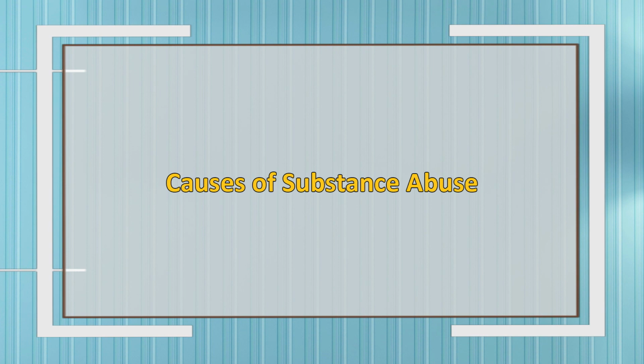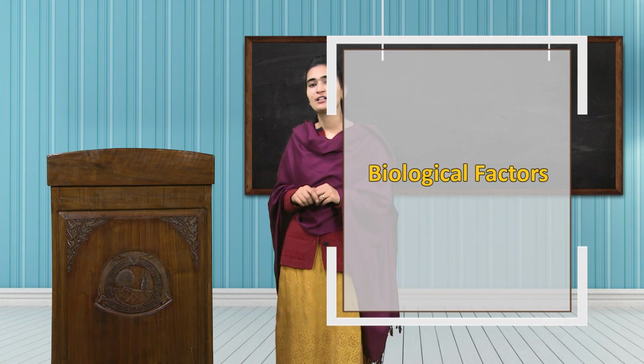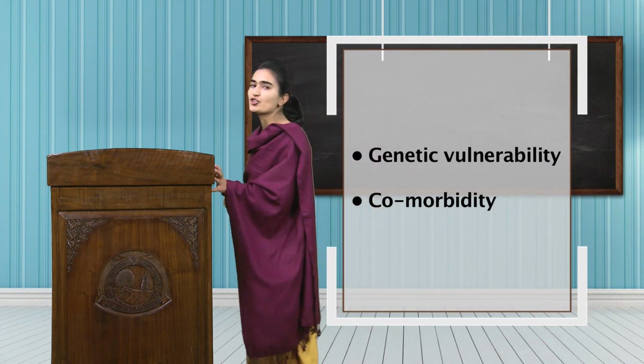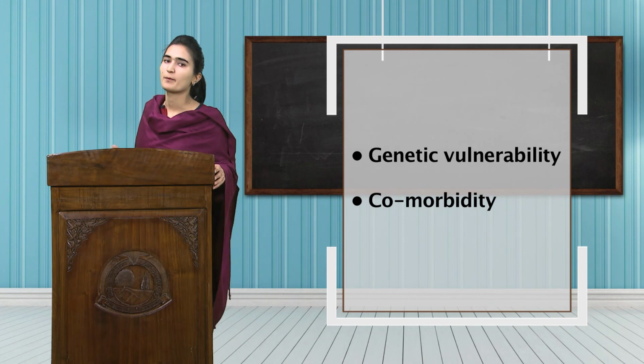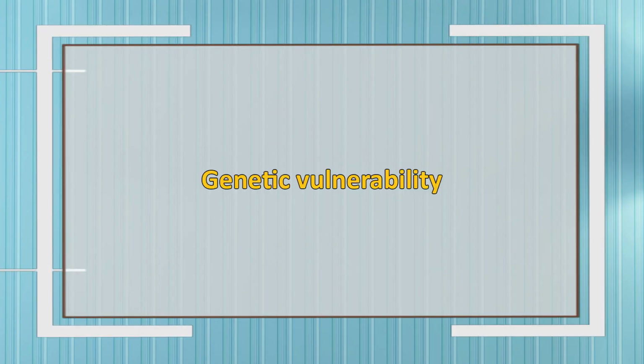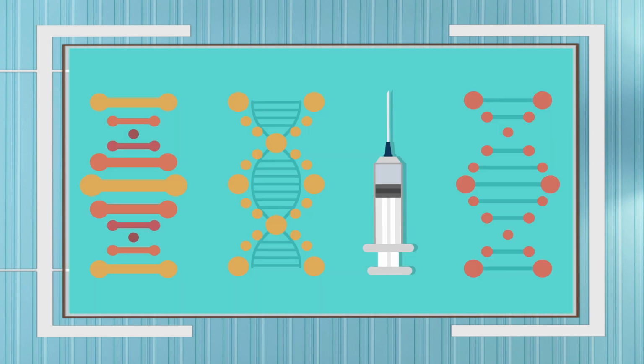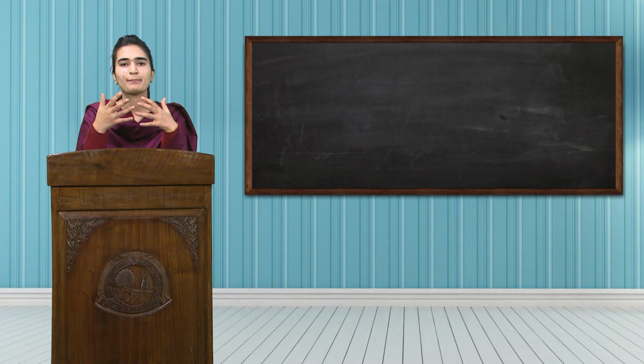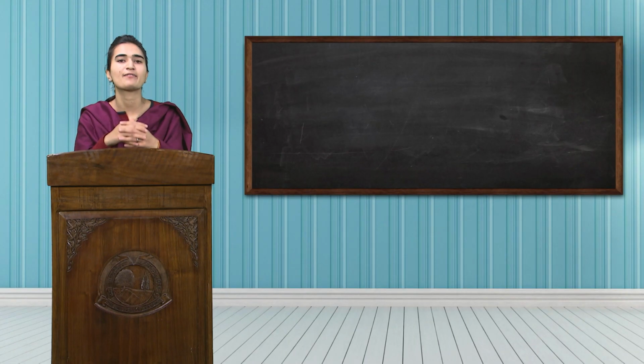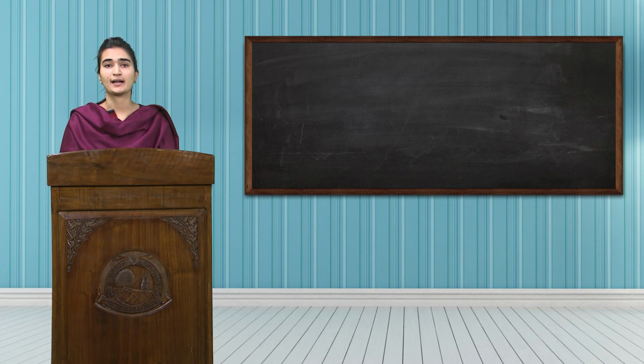Now coming to the next portion, that is causes of substance abuse. First one is biological factors. It includes genetic vulnerability and comorbidity. So, genetic vulnerability. One of the major causes of drug dependence is that people may inherit an increased likelihood of developing dependence. Family studies of alcohol use disorders suggest that such disorders do cluster in families.